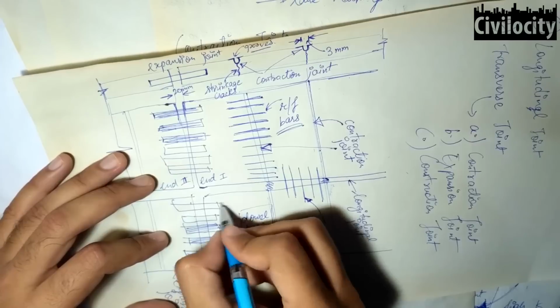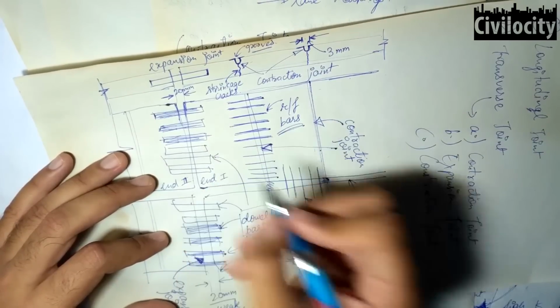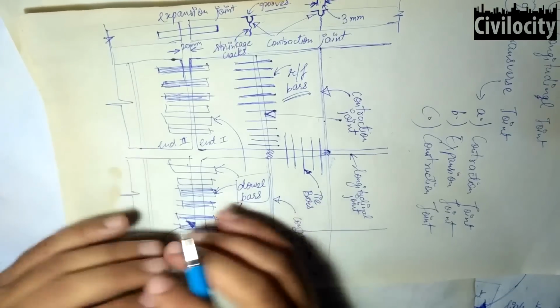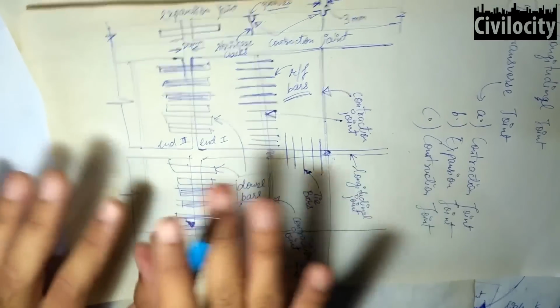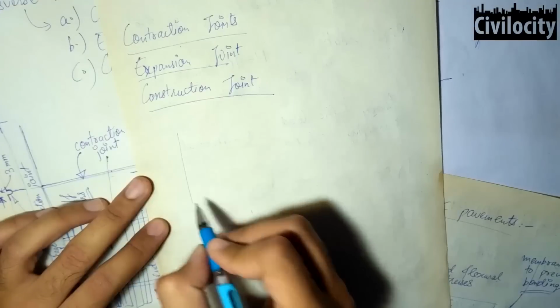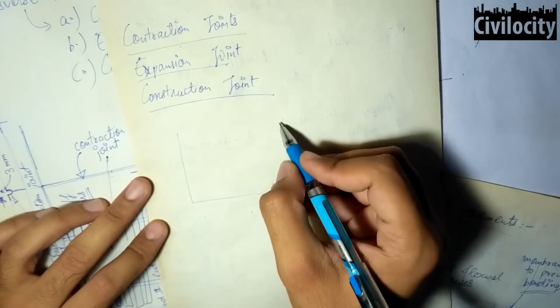So there should be effective transfer of load from one end of the pavement to the other end of the pavement. This was all about the expansion joints. Now let's talk about the construction joints. So what is a construction joint?